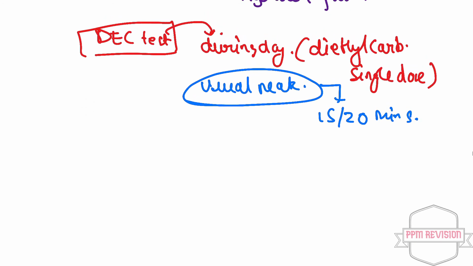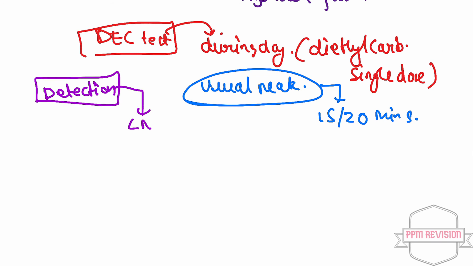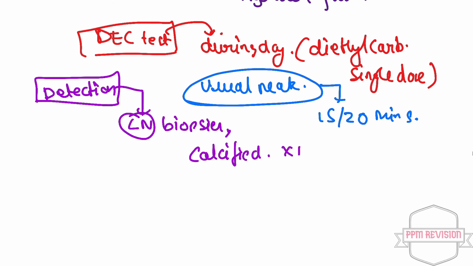And the detection of worms is by seeing them in lymph node biopsies, and the worms are calcified and are seen in X-ray examination as well.